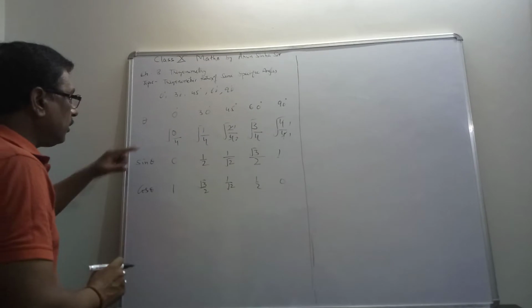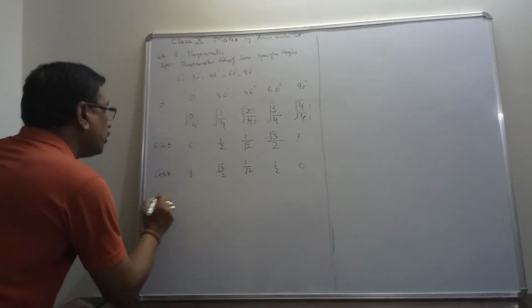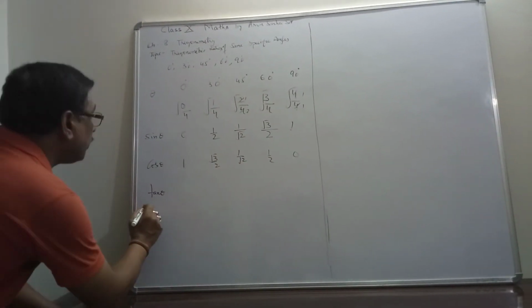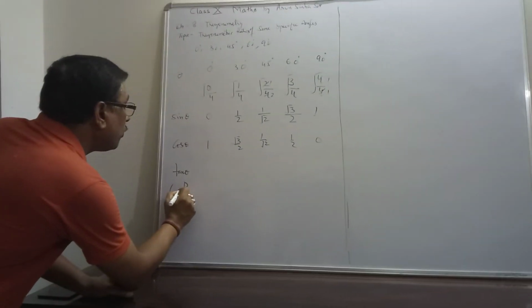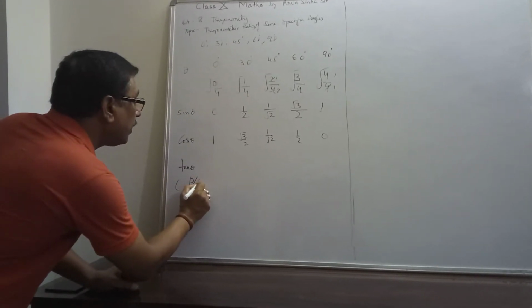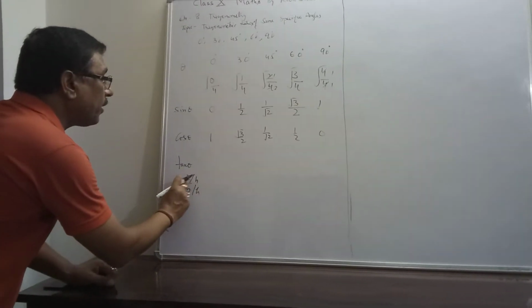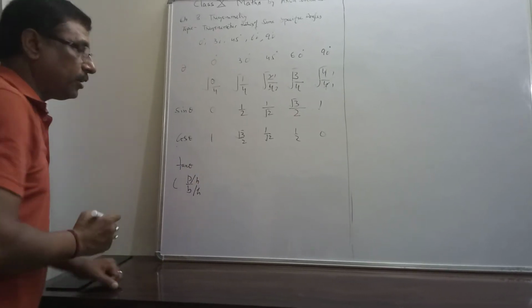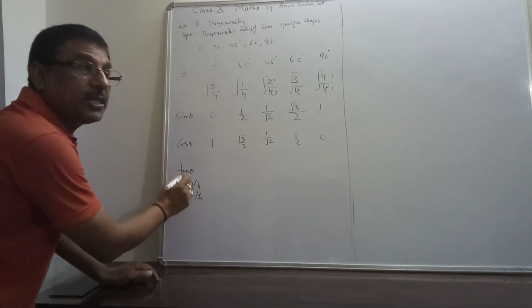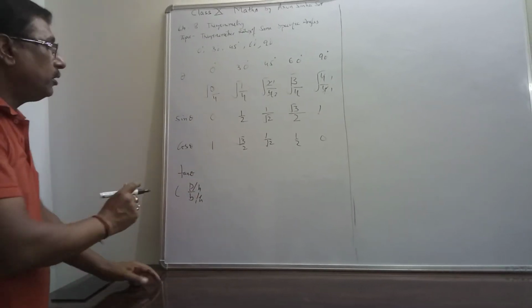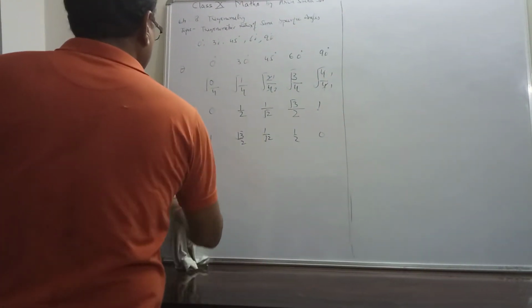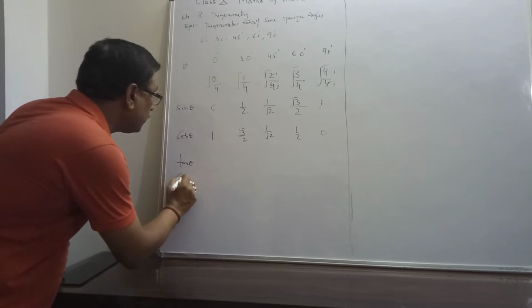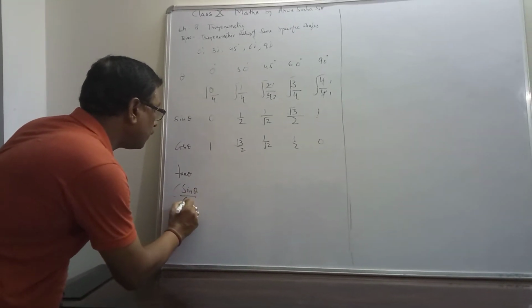Now see the next ratio, tan theta. These are the three basic ratios. Tan theta, children, is perpendicular upon base. If you divide both by hypotenuse, you get perpendicular upon hypotenuse, that is sine theta, and base upon hypotenuse, cos theta. So in short, you can write tan theta as sin theta upon cos theta.